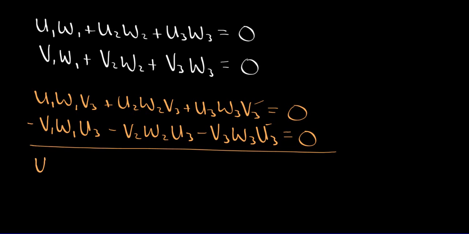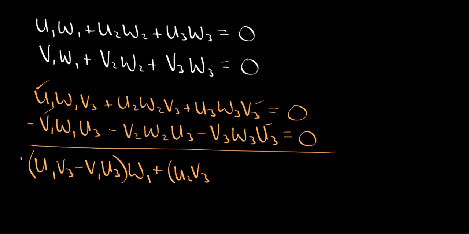Just look at this. I've got U1, V3 minus V1, U3, W1. I factored out the W1 here. I kind of skipped a step: I took this one and added it to this one, and I got this, and I just factored out the W1. Now I want to do the same thing over here. I've got U2, V3 minus V2, U3, and I'll just factor out the W2. That's it. Now this is what I have.